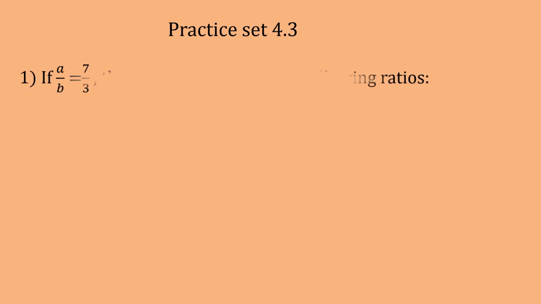So students, let's start with our exercise 5.3. Today we are only going to solve question number 1. Now what is given in question number 1? If A upon B is equal to 7 upon 3, then find the value of the ratios. Okay, this is given, A upon B is equal to 7 upon 3. Now by using this, we have to find out the values of the following ratios.